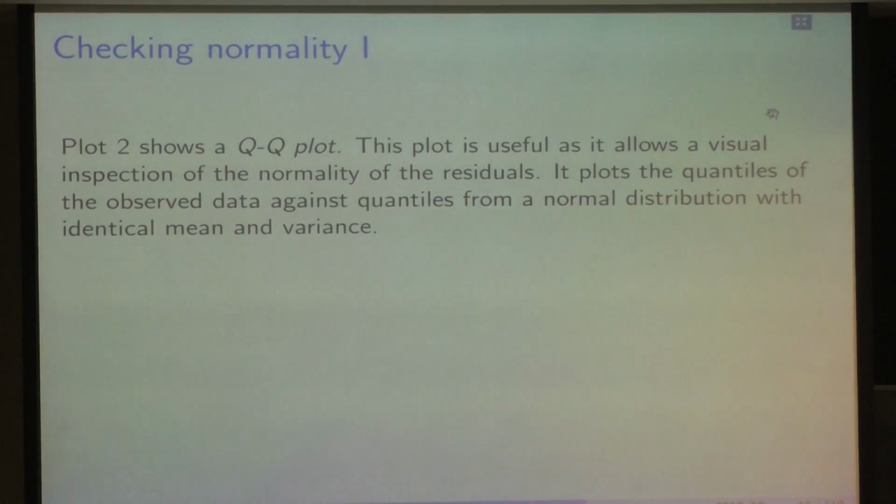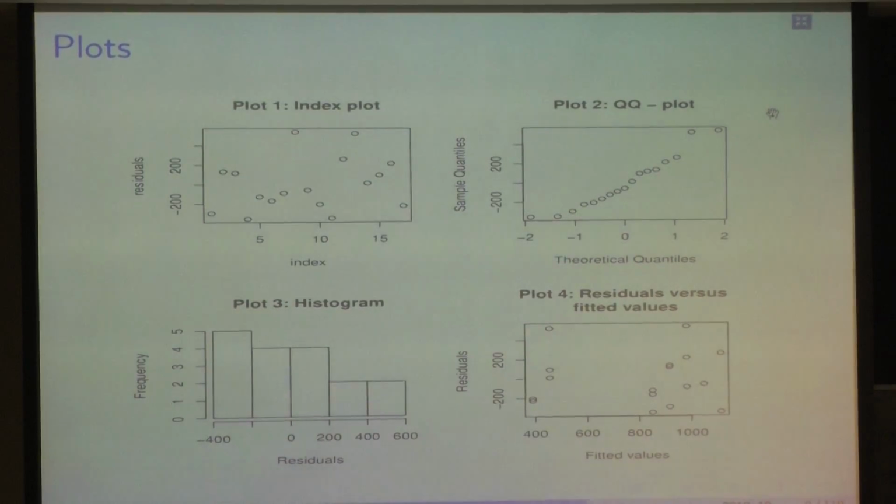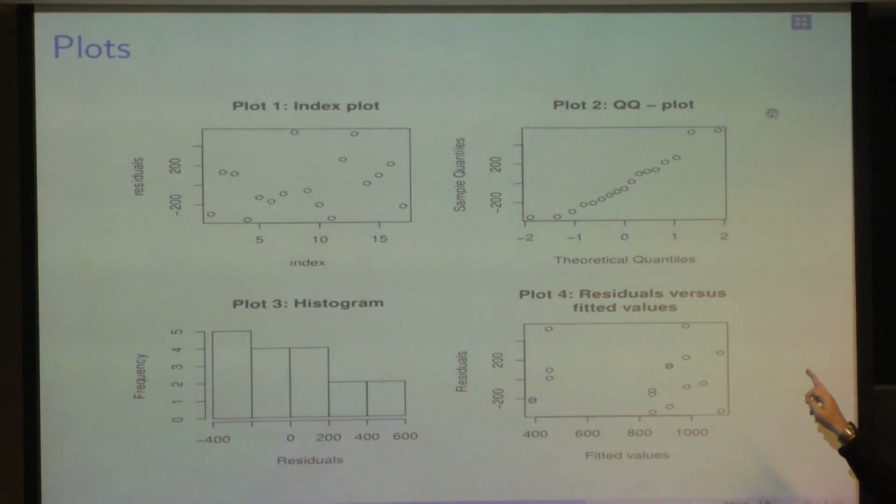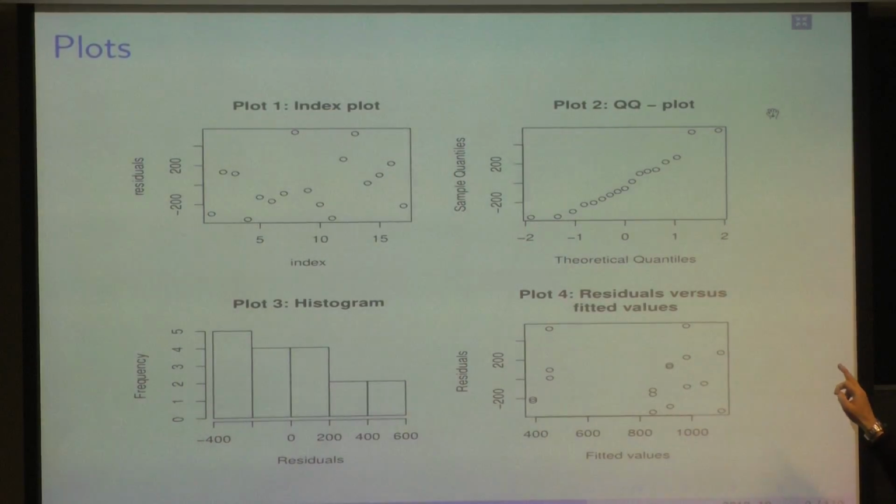Okay, so if we look back at the plot, you'll see that it has theoretical quantiles on the bottom, -2, -1, 0, 1 and 2. And on the y-axis, you can only actually see the numbers -200 and 200. That gives a sort of idea of the range of the residuals. So we're plotting the quantiles of the observed residuals against the quantiles of a standard normal distribution.